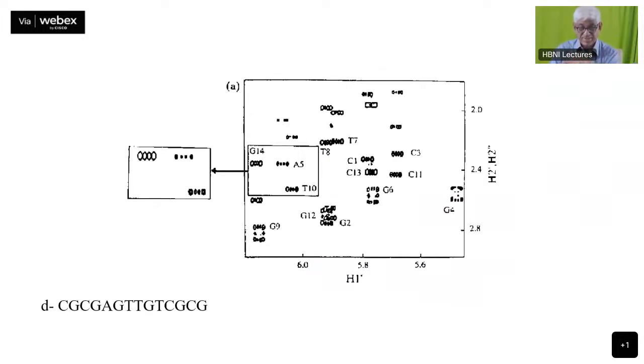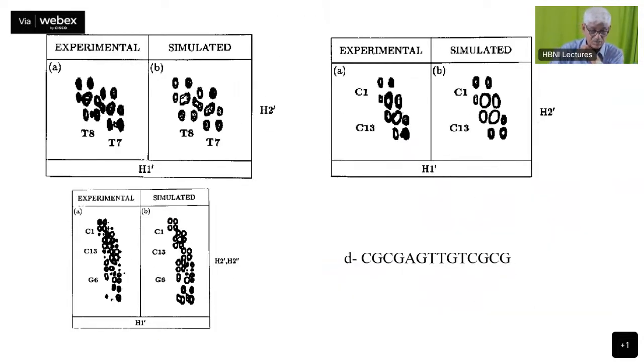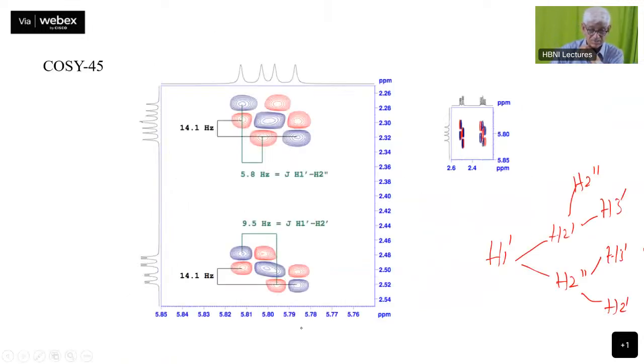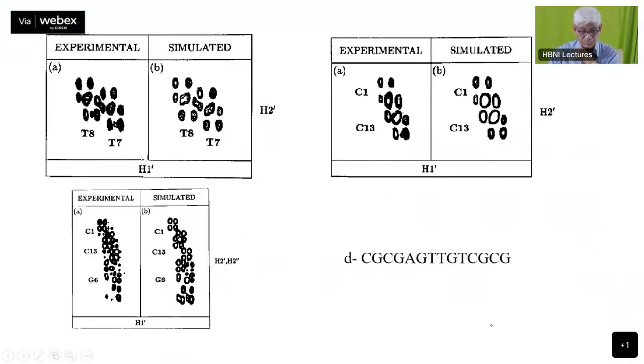Now you see here, this is an interesting example. This is the same molecule which is shown here, and this is the E-COSY spectrum of this molecule. Look at the complexity which is present here in this area. Of course, we simulated this and analyzed it, but can we make it further simpler? That is what is done by the constant time COSY.